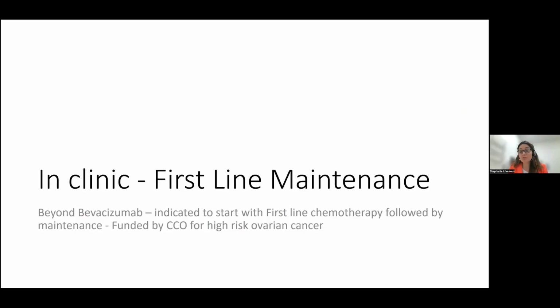So in clinic, what do we do now? We now have access to first-line maintenance for all our patients. Here, I target mostly maintenance with a PARP inhibitor treatment, knowing that there's another maintenance that can be approved with bevacizumab, but that is not the topic of the session today.